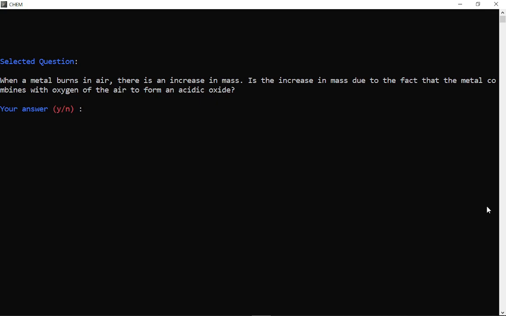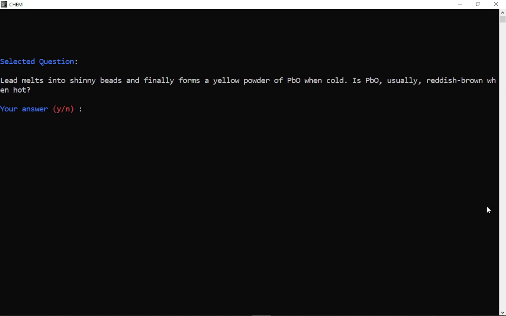So when a metal burns in air, there's an increase in mass. Is the increase in mass due to the fact that the metal combines with oxygen of the air to form an acidic oxide? No. The increase in mass is due to the fact that the metal combines with oxygen of the air to form a basic oxide, not an acidic. An acidic would go for a non-metal. So it's no. That is it. I'm very fantastic. My current score is 8.